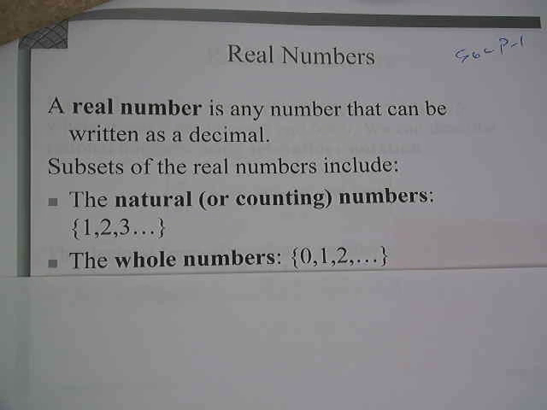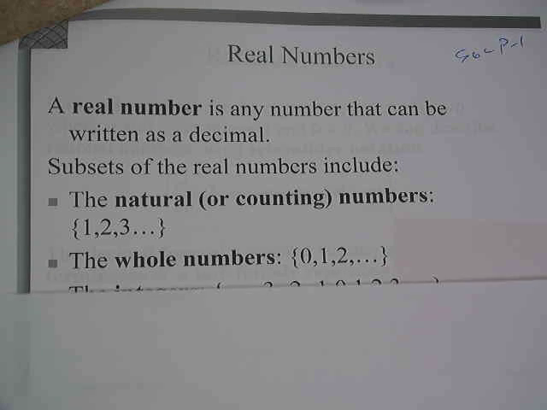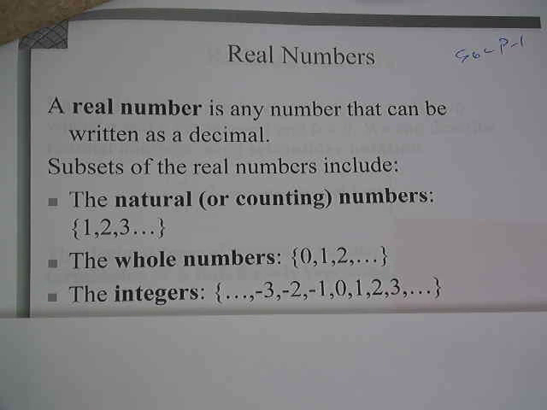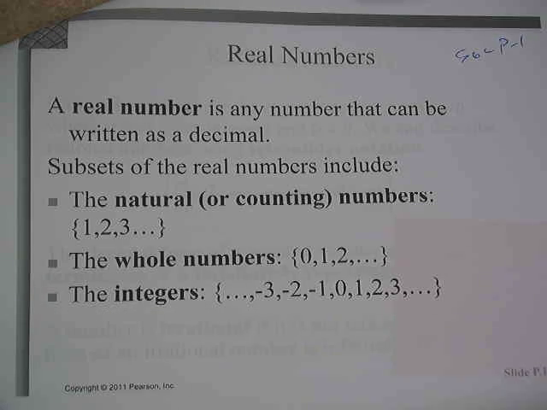The whole numbers are numbers that are the same as the natural numbers, except we do add zero. So 0 is the only thing that's in addition to the naturals. If we add 0 to it, then it becomes the set of whole numbers. And then finally, the next set is the set of integers, and that is going to be all the whole numbers in addition to their negatives. So any number that's positive or negative, but again with no fractions or decimals, is going to qualify as an integer.